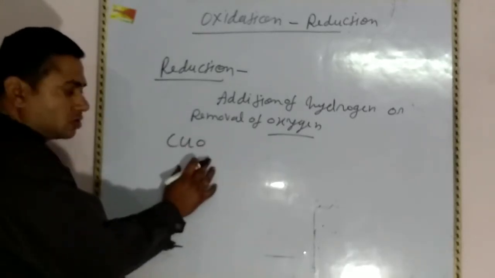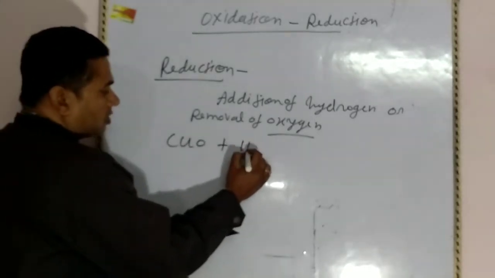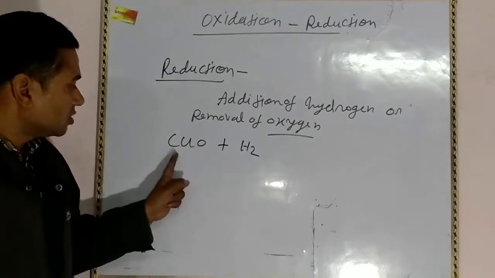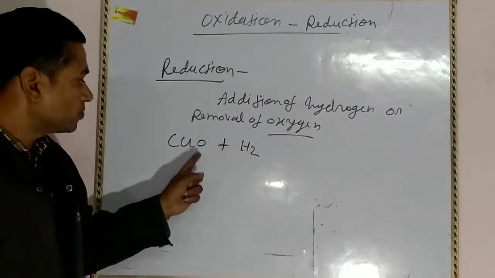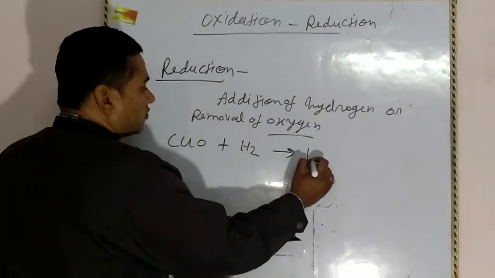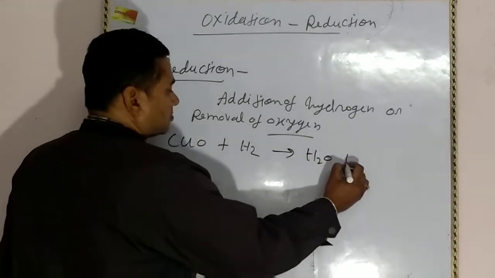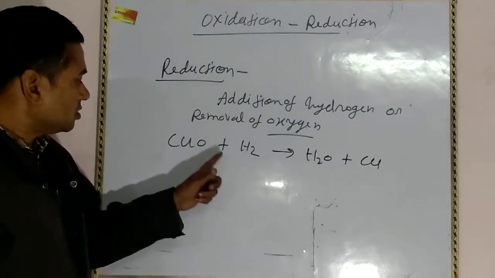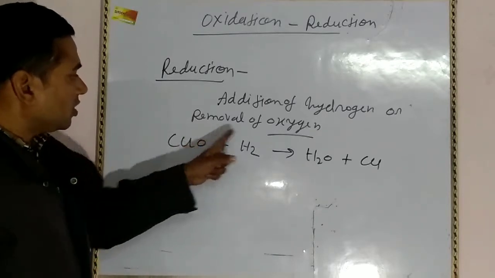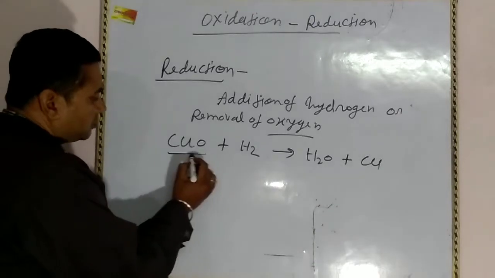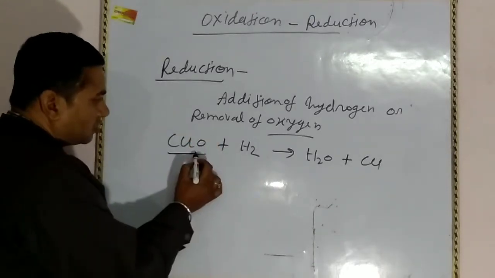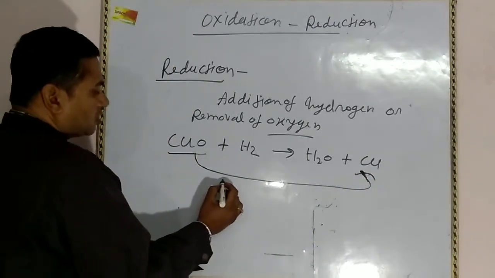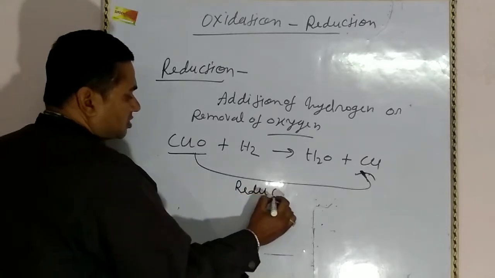Suppose you have this compound copper oxide and hydrogen. As per the metal activity series, you can see hydrogen can remove Cu because hydrogen is above Cu in the series. Now it forms H2O plus Cu. You are seeing here removal of oxygen. So oxygen has been removed from this copper oxide and it forms Cu. Oxygen has been removed, so this is the reduction.